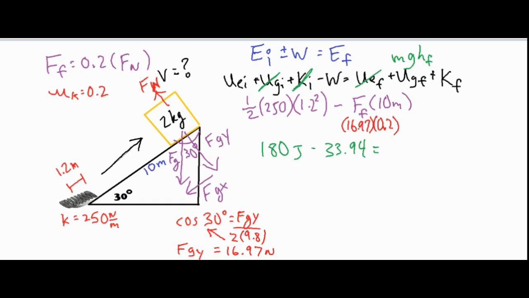If you wanted to set it up, it would look something like this. It would just be sine of 30 equals that vertical distance divided by 10. And then you would multiply both sides by 10, and then you would get that vertical distance. So then y would be 5 meters. So for our mghf, we were going to do 2 kilograms times 9.8 times 5 meters, and then plus 1/2 mv squared.